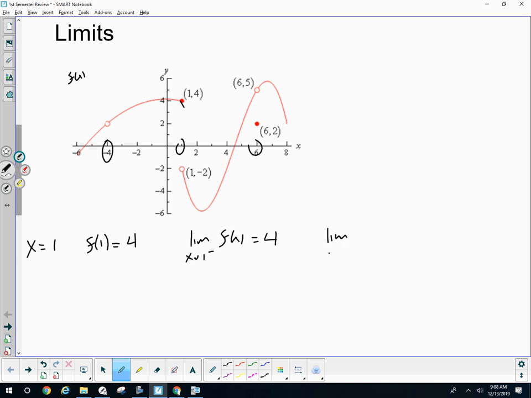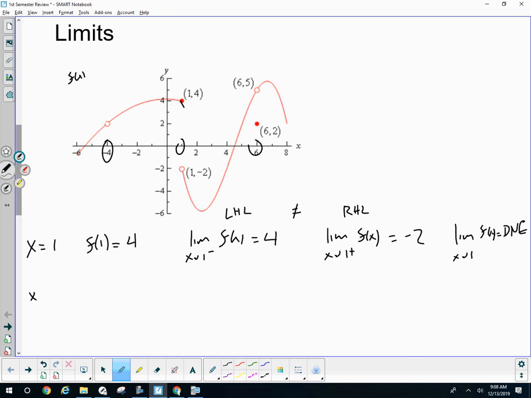If I look at the right-hand limit, just to the right of 1, my function values are down here now, directly below. As I get closer and closer to 1 from the right, my y values are getting closer and closer to -2. Because the left-hand limit and the right-hand limit do not agree, we will say the limit as x approaches 1 in general does not exist. And since the limit doesn't exist, the function is not continuous, even though we do have a function value.